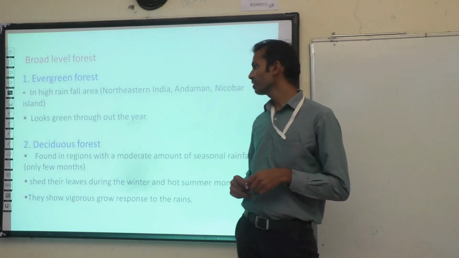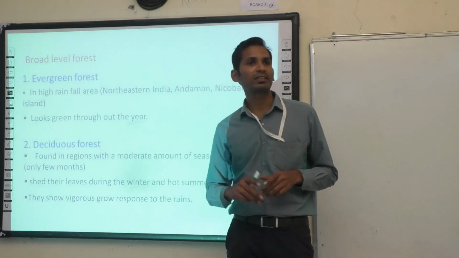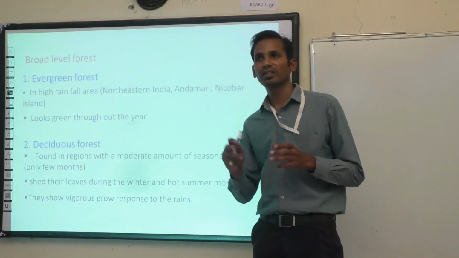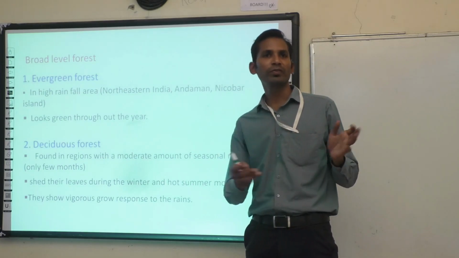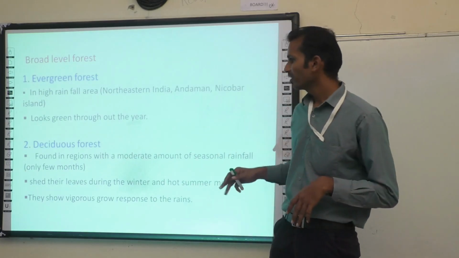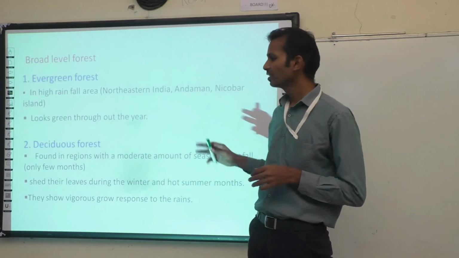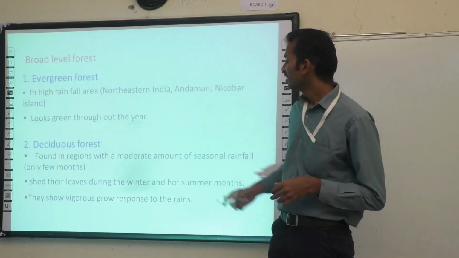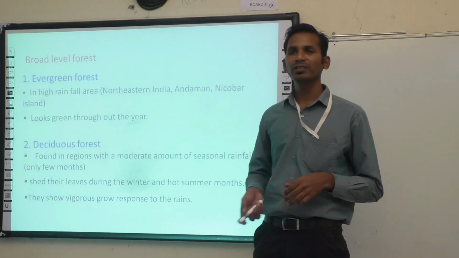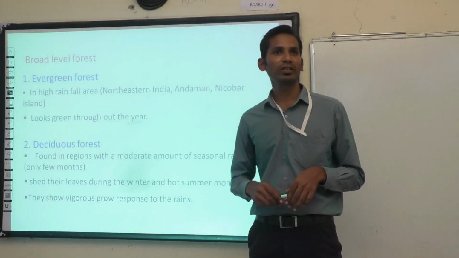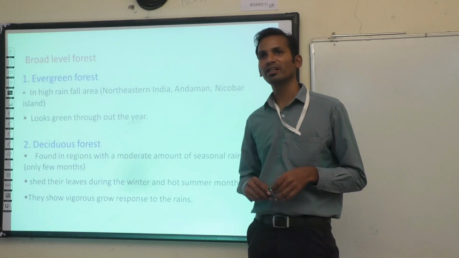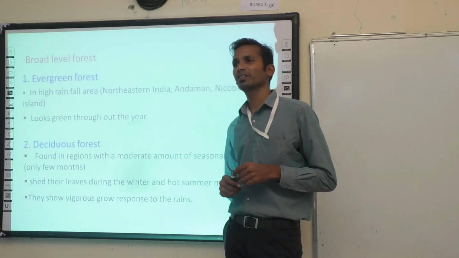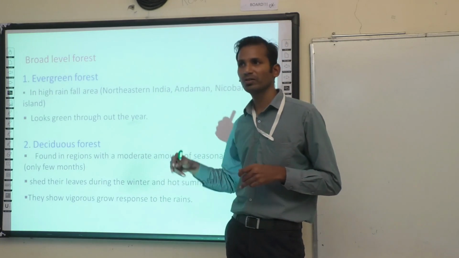In these areas, this kind of evergreen forest is found. And the next one is deciduous forest, which has leaf-shedding plants. Here the rainfall will be in the range of 120 to 150 centimeters per year, moderate, and the temperature will be a little bit high compared to the evergreen forest area. The leaves shed during the summer season to prevent the evaporation rate, which is very high in summer.